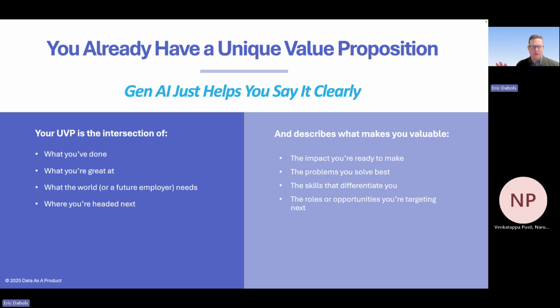Your unique value proposition really is what you've done, what you were good at, and then thinking forward, what the world is going to need in the future and where you're headed. How do you fit into the future needs of employment? And what's important in the About section on LinkedIn is that you don't just want to describe what you've done. You want to show prospective employers the impact that you're ready to make, the problems that you solve best. What are those skills that really differentiate you, and the opportunities that you're targeting next?